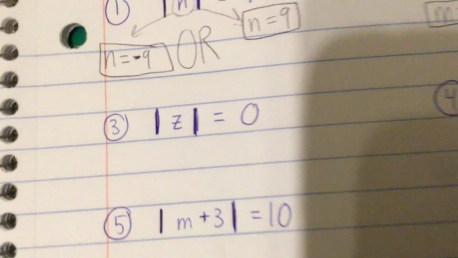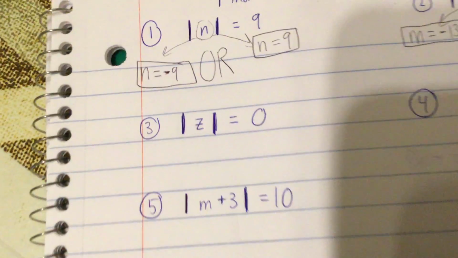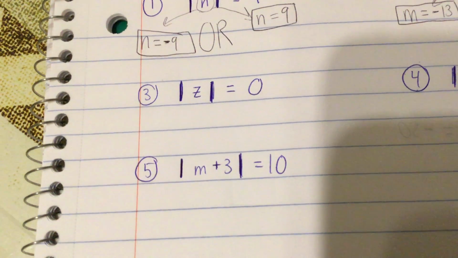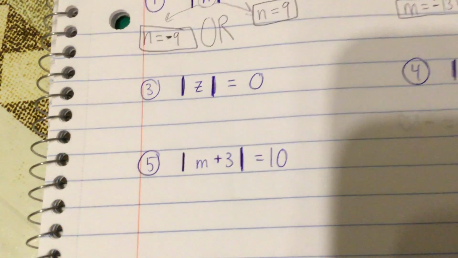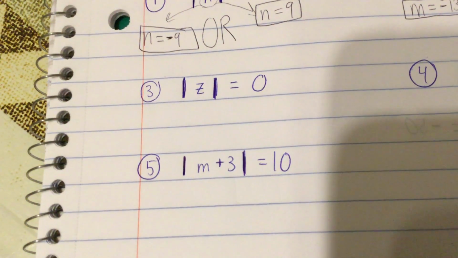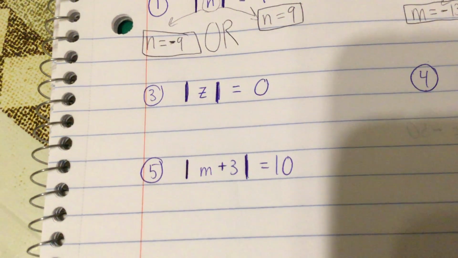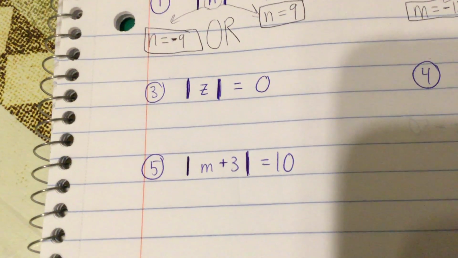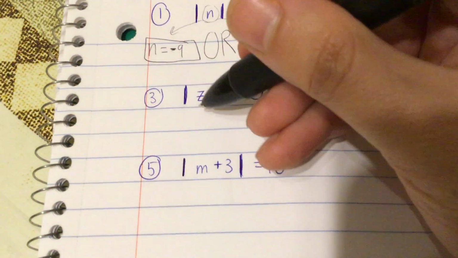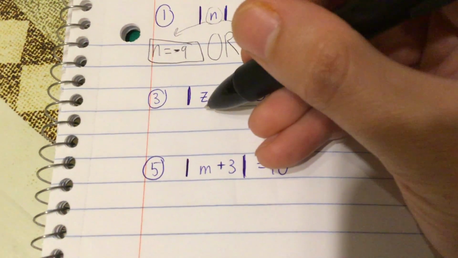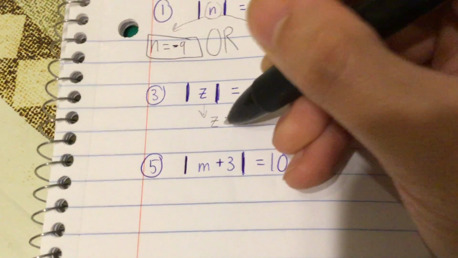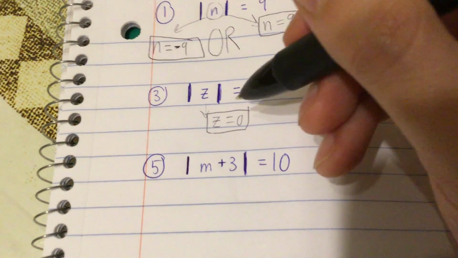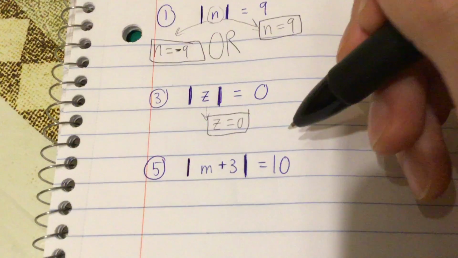Now, number 3. Sorry for shaking the camera, it's not Blair Witch. The absolute value of z is equal to 0. How do I get a distance of 0? Well, if you're sitting on your computer right now, congratulations, you have found a distance of 0. The absolute value of z equals 0 means there's only one way to get a distance of 0, and that is if z is equal to 0. If the absolute value bars equal 0, that means that there's only one solution.